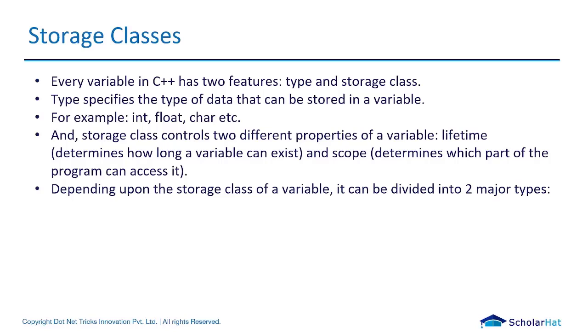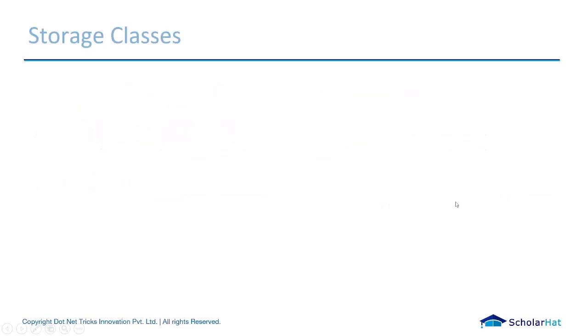What I mean by that is, storage class contains two different properties of a variable. It has a lifetime, how long the variable is going to exist, and scope, which determines which part of the program can access it. Depending upon the storage class, a variable can be divided into two major types, as I already mentioned: local variable and global variable.